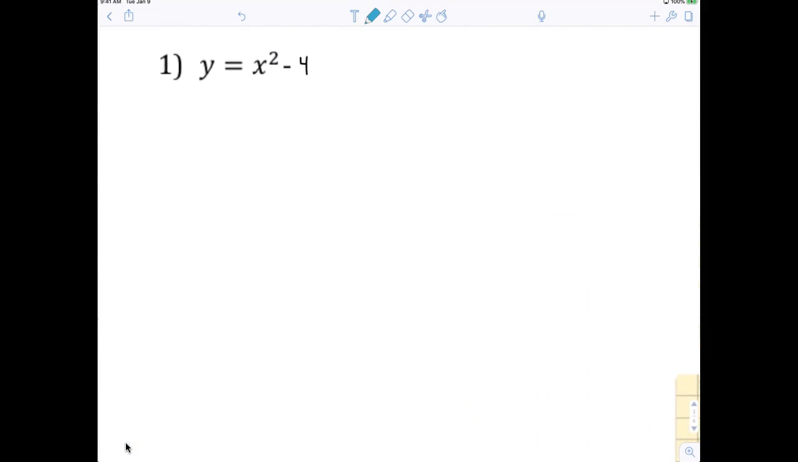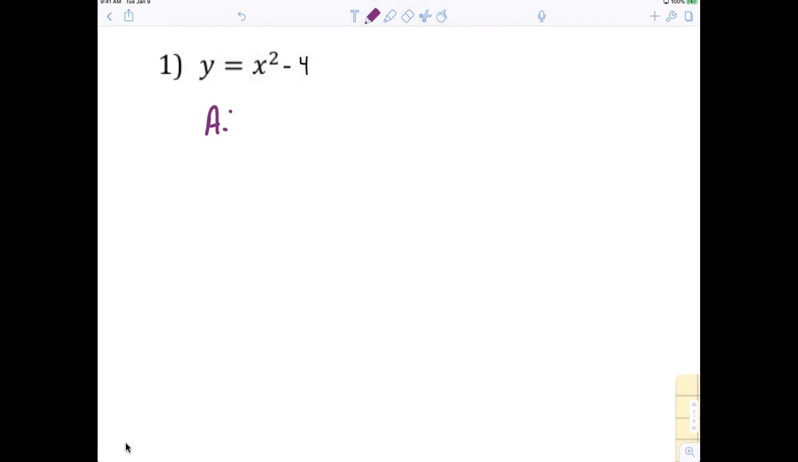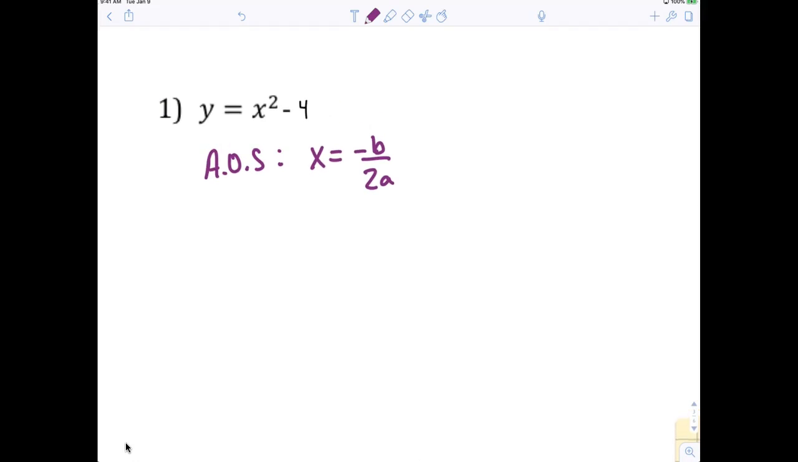Can anybody remember what the formula for the axis of symmetry was? Yes. Thank you. Negative b over 2 times a. All right, now, the other thing is, I want you to remember this. y equals ax squared plus bx plus c. That's what we're graphing.